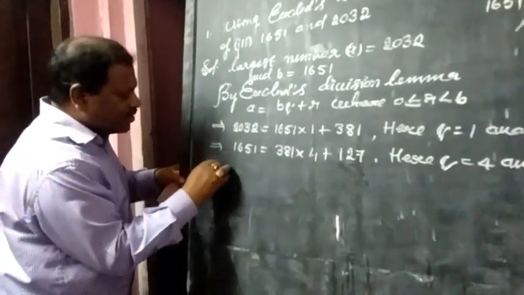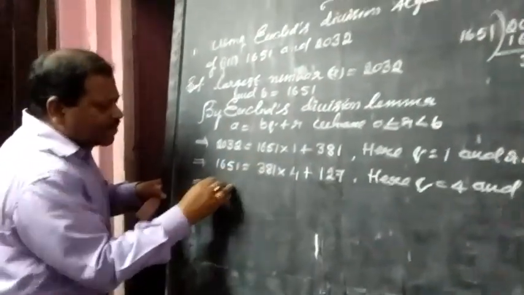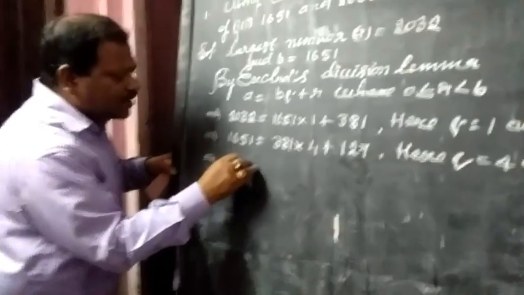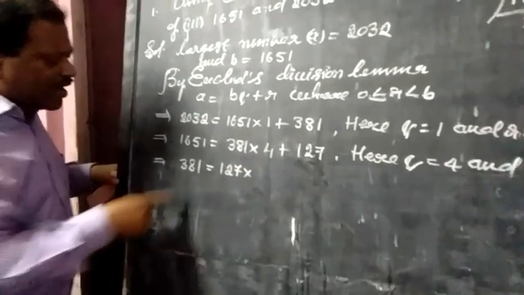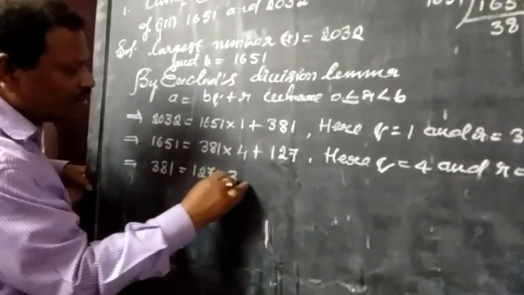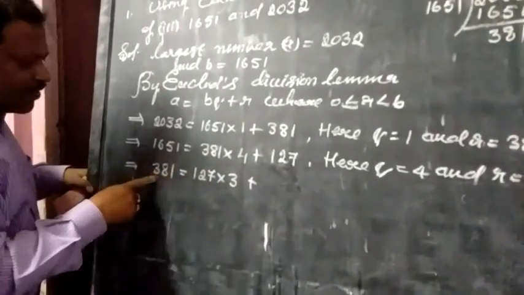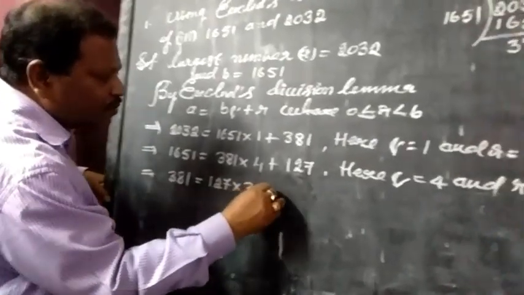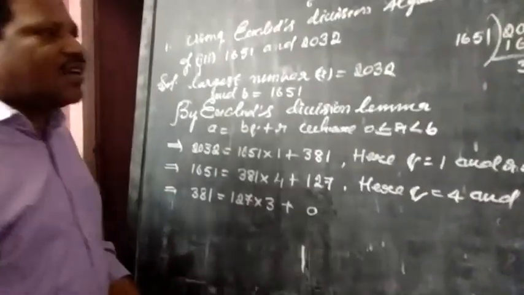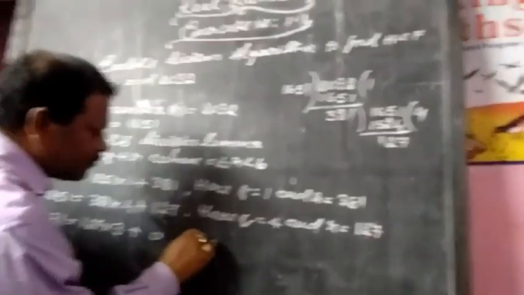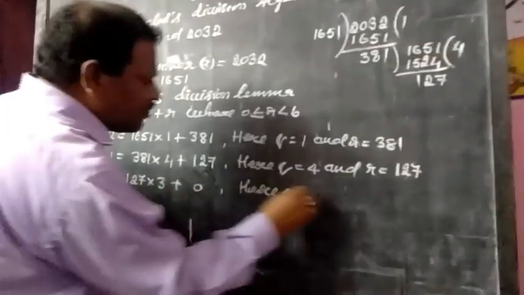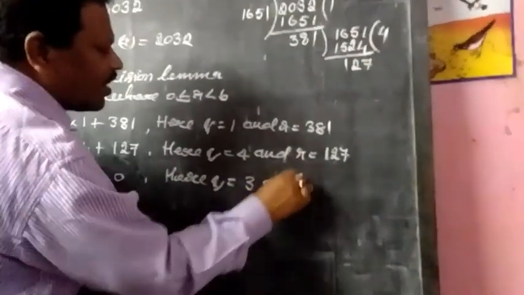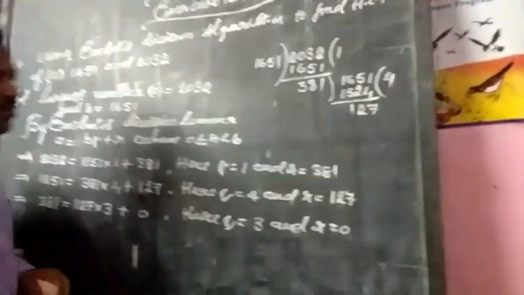So again write the step. You have to write it like this: 381 is equal to 127 into how many times? 3. 127 into 3 is equal to 381. So plus remainder is 0. Here Q is equal to 3 and R is equal to 0. Understood? Clear?